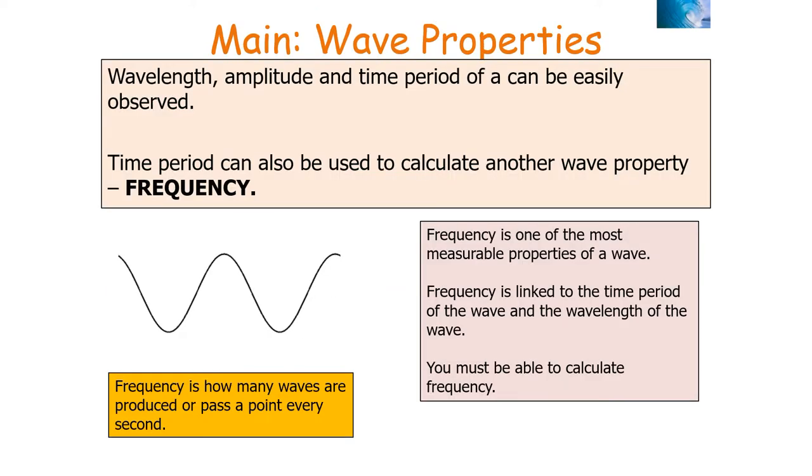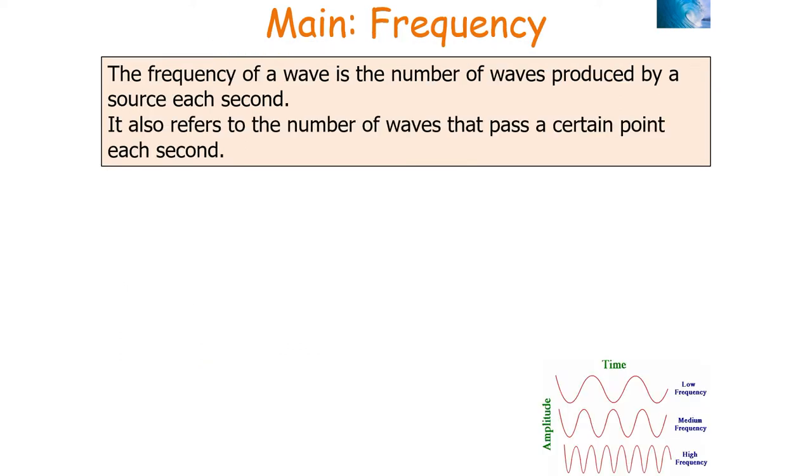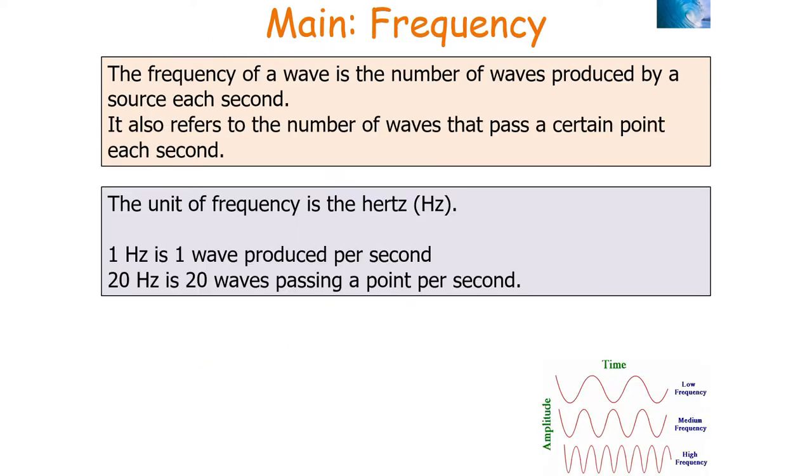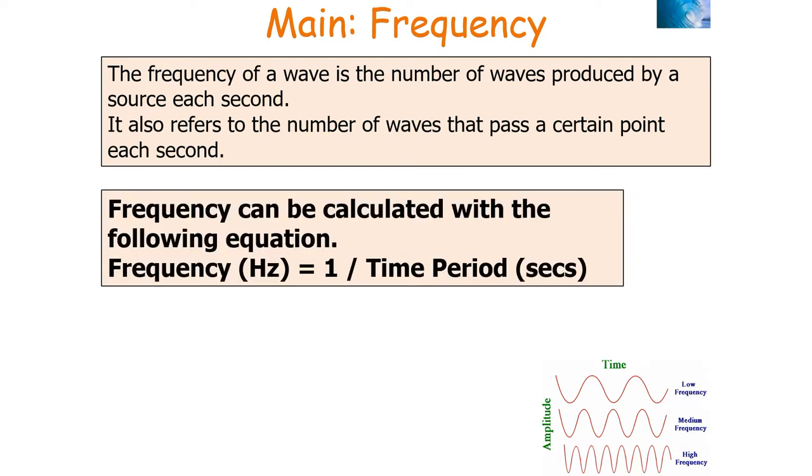Now, just to clarify, frequency is one of the most important measurable properties of a wave, and it links to the time period of a wave and the wavelength of a wave. So remember, frequency is how many waves are produced or pass a point every single second. So what we can say is that the unit of frequency is hertz. So 1 hertz is 1 wave produced every second, and 20 hertz is 20 waves passing a point every second. And like we just said, frequency in hertz is equal to 1 over the time period in seconds.